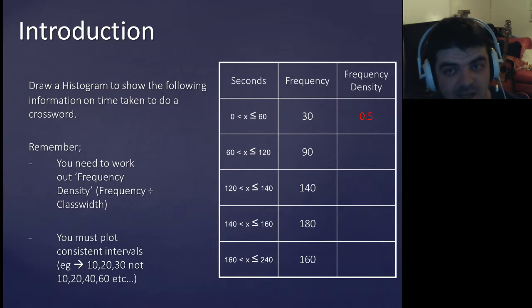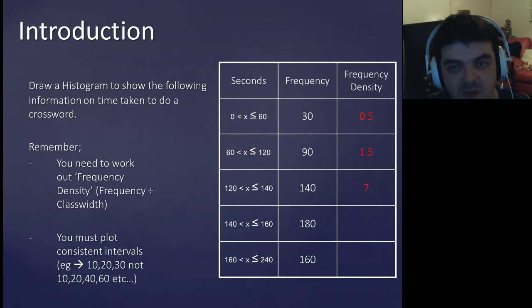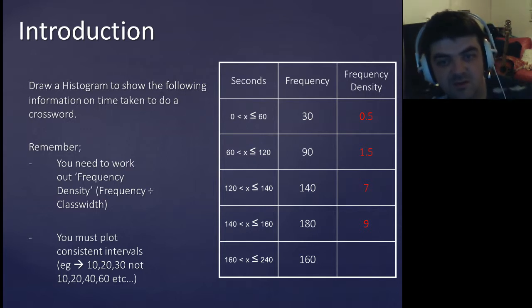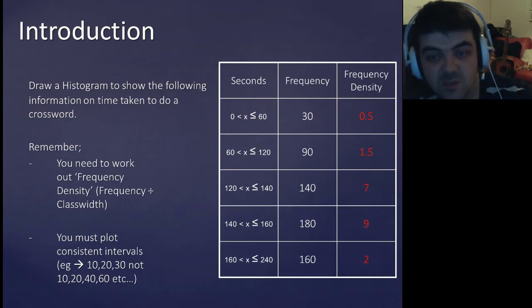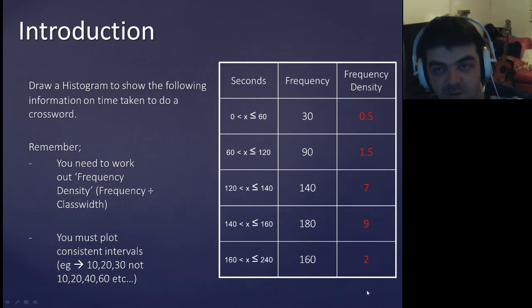Second one is 90 over 120 minus 60, so it's 90 over 60, which is 1.5. Then we'll have 140 over 20, which is 7. We'll have 180 over 20, which is 9. And then with 160 over the difference of 240 and 160, which is 80, so 160 over 80 is 2. And so we have our frequency density here, and we'll have our class intervals down the side.